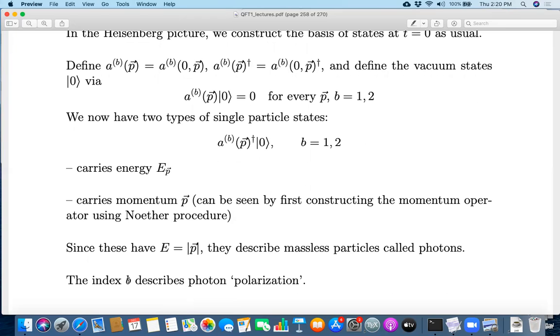If you remember what b labels, it labels two vectors that are orthogonal to the direction of motion, the direction of the momentum. And this is exactly the two polarizations of the electromagnetic wave. If an electromagnetic wave is propagating in a certain direction, we know from classical electrodynamics that there are two independent polarizations. What we are saying here is the quantum version of that: the photon exists in two different states, and those two states correspond to the two different polarizations of the electromagnetic wave that you are familiar with.